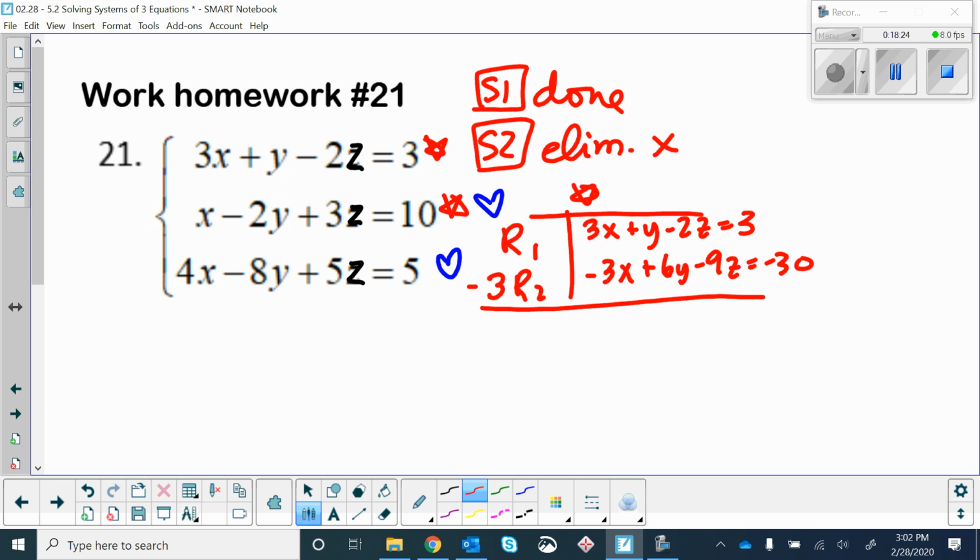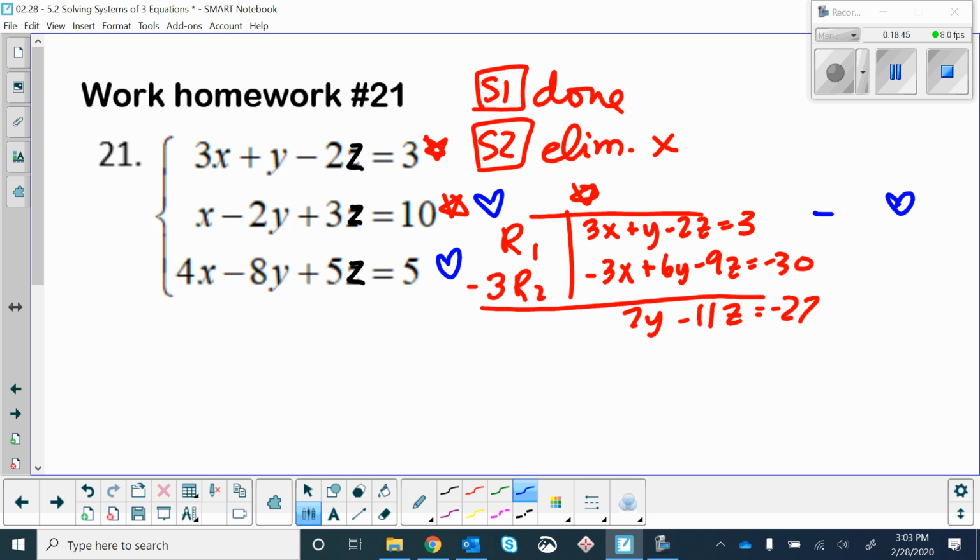-3x plus 6y minus 9z equals 9. Then we add. The x's cancel. I get 7y minus 11z equals -26. And that's for the stars. Here's the hearts.